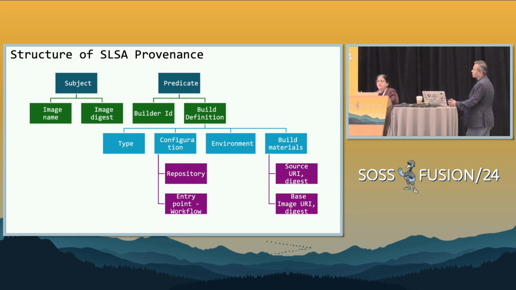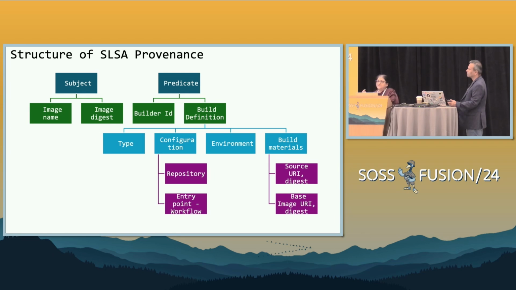So all we can do as end users, or compliance assessors, is to investigate the provenance and see whether it matched our expectation or not. So provenance has subject and predicate. Subject identifies the image for which this provenance is being described. Predicate identifies the builder, and it also provides a recorded description of the build process. This build definition has type, configuration, environment, and build materials.